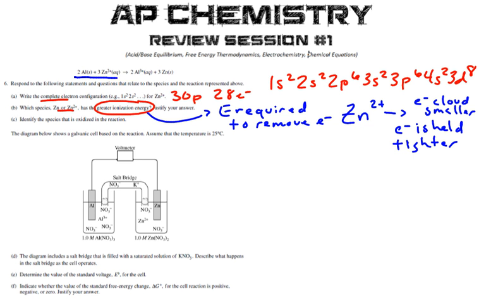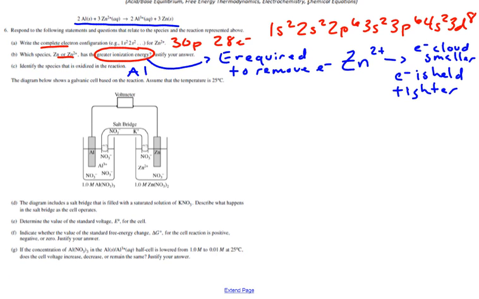C, identify the species that's being oxidized in the reaction. Right here. To be oxidized, you go up in charge. Reduce means you reduce your charge. So which one, Al or Zn, is being oxidized? It doesn't even say explain. Al, it goes from 0 to 3+, right? That's it. So it's Al. I'll say that again. Oxidation involves loss. Be careful. Loss of electrons. You lost 3 electrons.